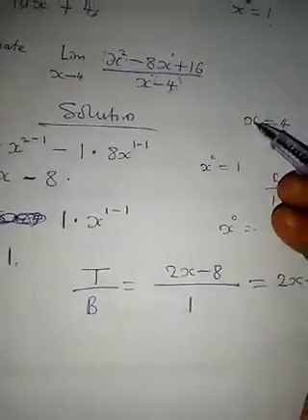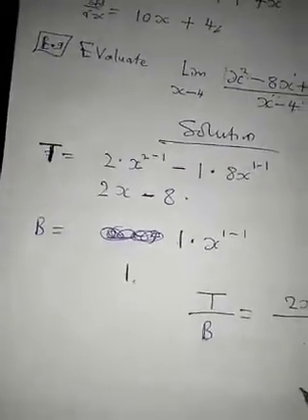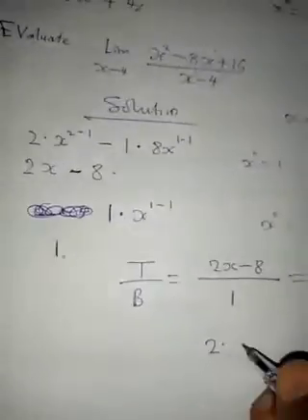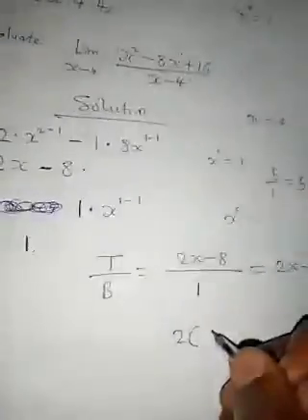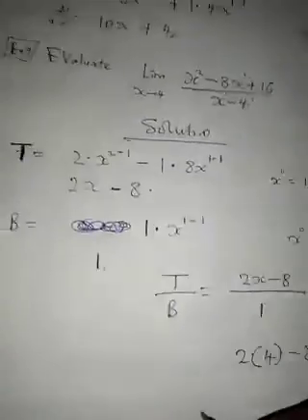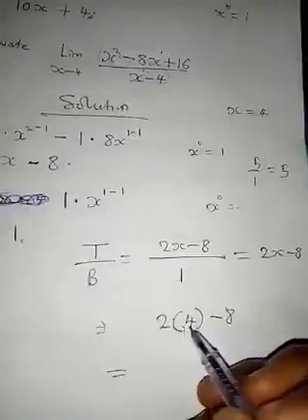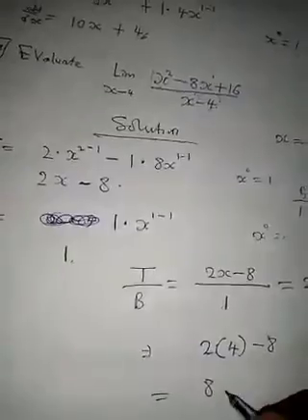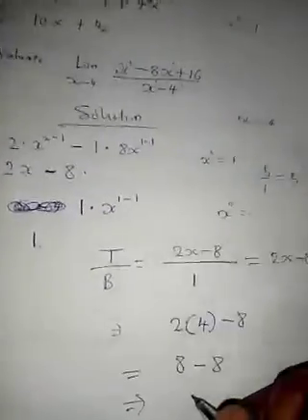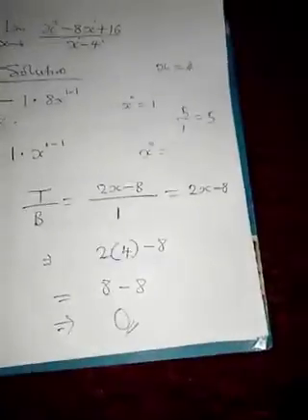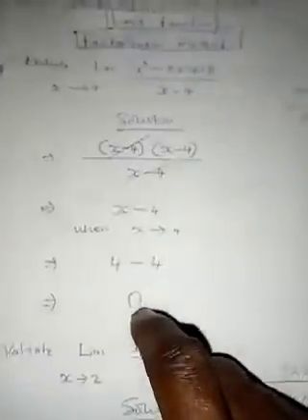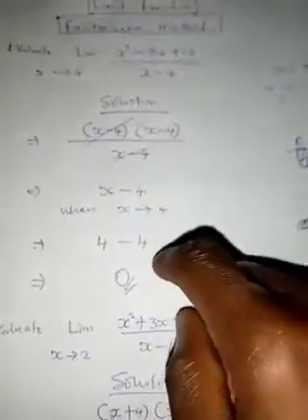So what we are going to do is substitute the value of x, and that will give us 2 into bracket x, our x is 4, then minus 8. When we multiply this, we will be having 8 minus 8, and that will still give us 0. So our answer is 0, and what we also solved here is also 0. Using the factorization method, we still have the same answer, 0.